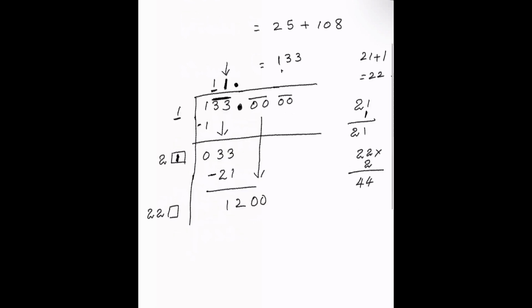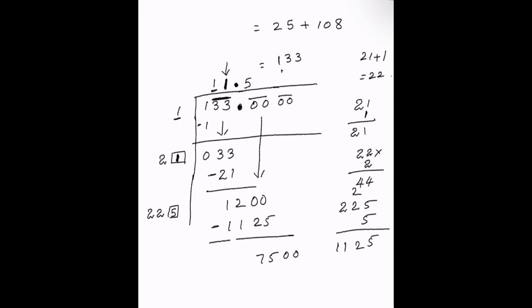Now look for a number which is closer to it. For example, if I'm choosing 5, 225 into 5, what is it? 5 5s are 25, carry 2, 10, 11. 1,125. So 1,125 is smaller than 1,200. So keep a 5 here. Here also you put the 5. So when you subtract, you get 75.